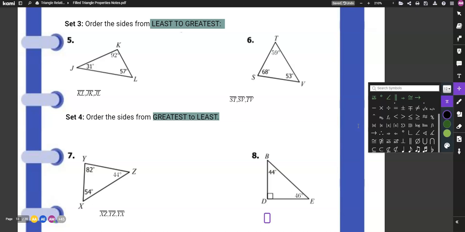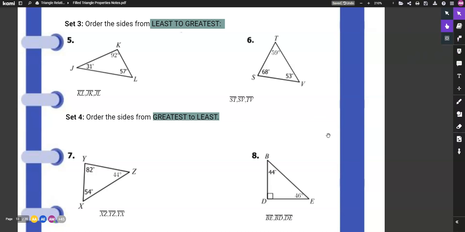Finally, number 8, our angles are 90 degrees, 46 degrees, and 44 degrees. Angle D is our 90 degree angle. Across from that is segment BE. Our second largest angle is 46 degrees, angle E. And across from that is side BD. And last but certainly not least, our smallest angle is angle B, 44 degrees. And it's going to be across from side DE.